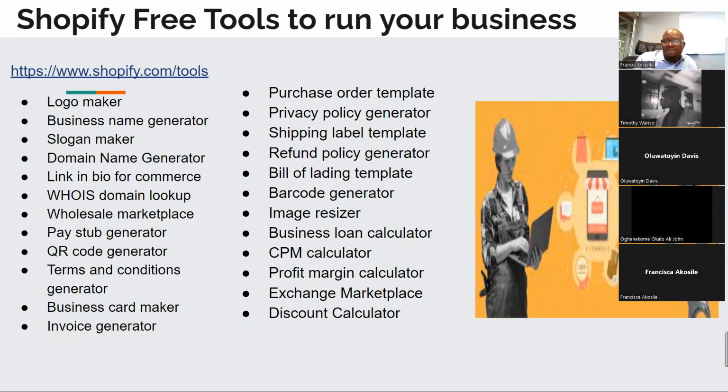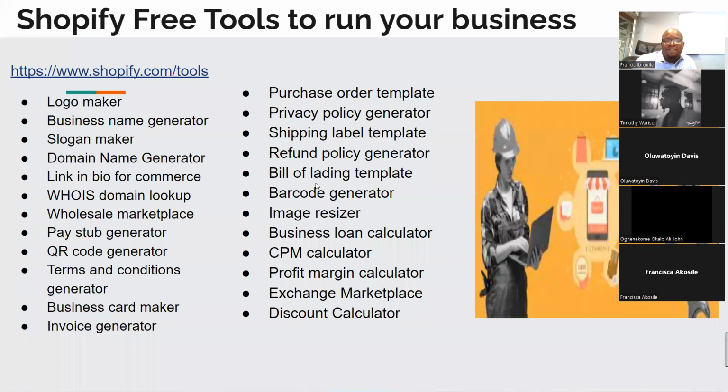Business card maker, instead of going to, what's it called, Vistaprint, you have a sample related to e-commerce, to your business. You just put it there and if you like it, then you order it for print. Invoice generator, because some customers say they need an invoice, and you don't have to go and buy another invoice software, it does that for you. Purchase order template, just like a purchase order.